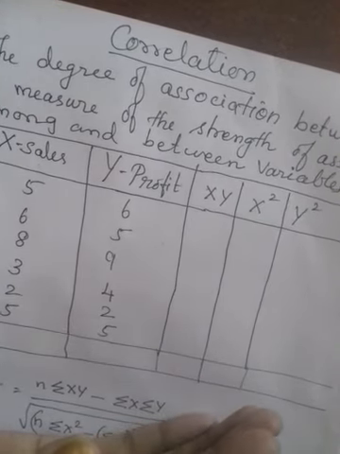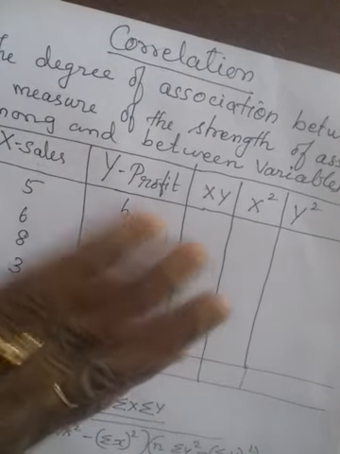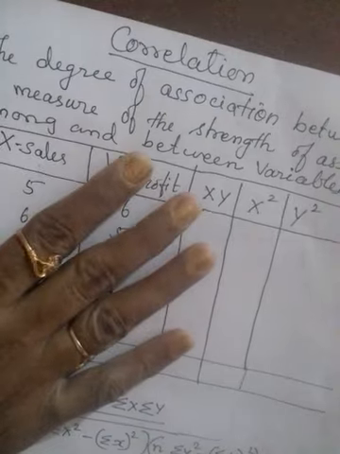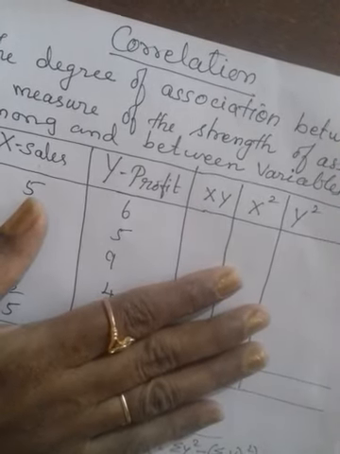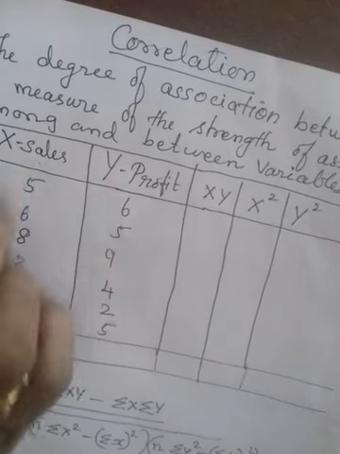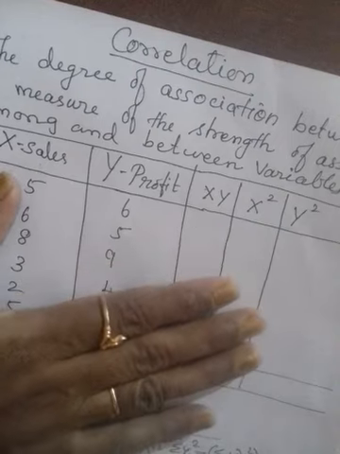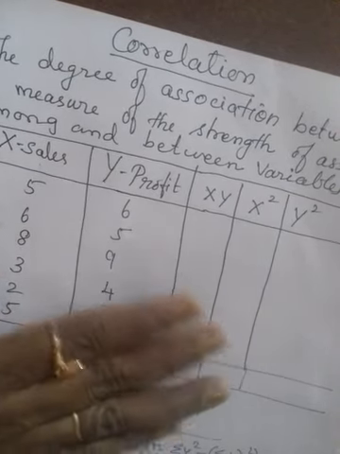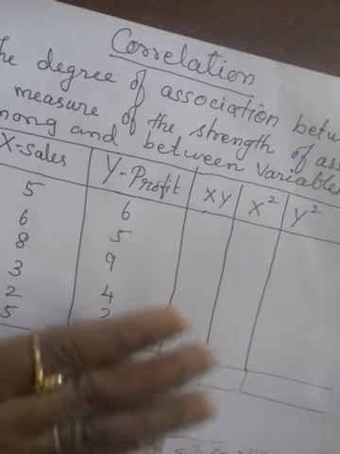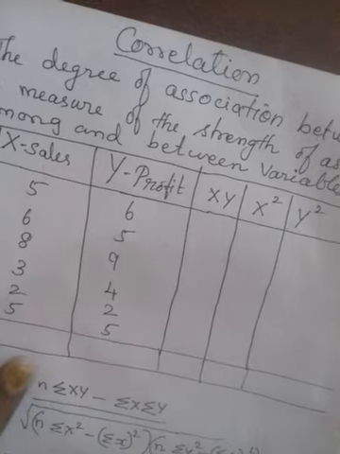Sometimes we will get R value as 0. It means there is no correlation between the two variables. These are the types of correlation: positive correlation, negative correlation, and no correlation. It is a measure of the strength of association among and between variables. So we are going to find out the strength of association between variables, and we will see that with the help of an example.